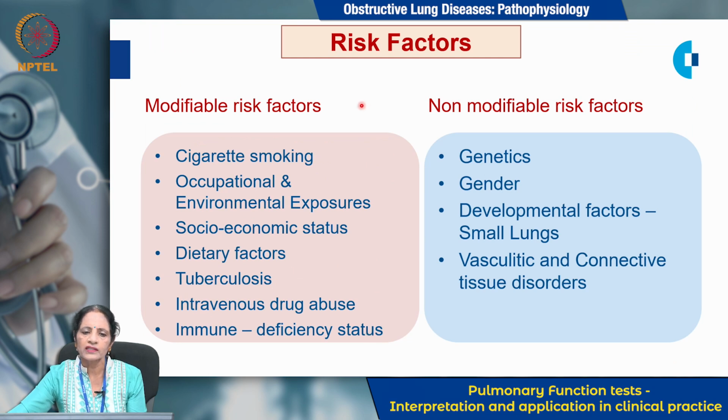Coming to risk factors, they can be classified as modifiable risk factors and non-modifiable risk factors. Among modifiable risk factors, cigarette smoking is one major risk factor, followed by occupational environmental exposures, socioeconomic status, dietary factors, tuberculosis, intravenous drug abuse and immunodeficiency status. Among non-modifiable, of course, genetics is the major, and gender, developmental factors like presence of small lungs at birth, and vasculitic and connective tissue disorders, which are also genetic in nature.